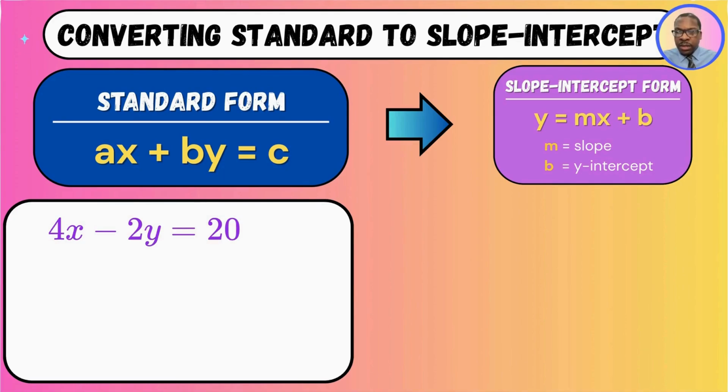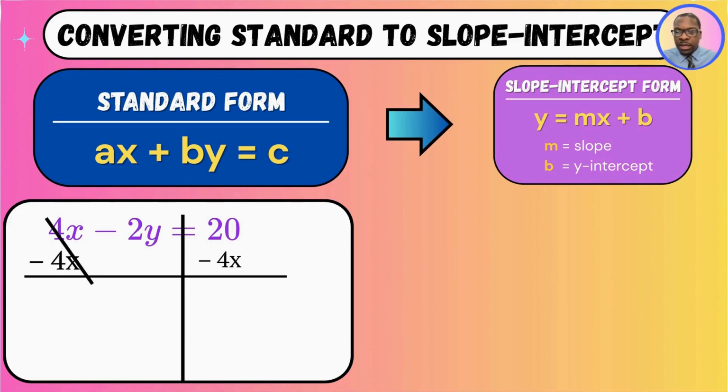All right, let's start with this. 4x minus 2y equals 20. Okay, let's get our scales going. And if you look at slope-intercept, y is always on one side. So let's move everything away from the y, starting with the x. Minus 4x here, minus 4x there, these cancel. That will give us negative 2y equals negative 4x plus 20.